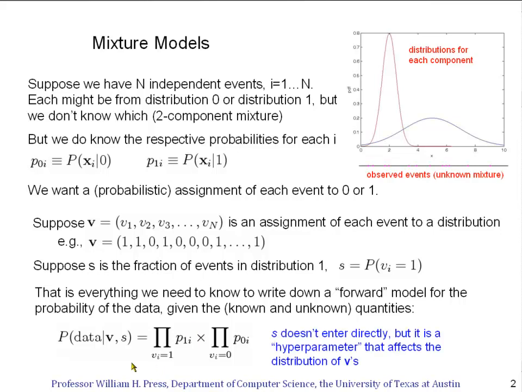It's interesting that s doesn't actually enter this formula. s enters it implicitly as something that will affect how likely it is that we'll get a certain number of factors here versus a certain different number of factors here. But it doesn't enter directly, so s is what's called a hyperparameter. It affects the distribution of the v's, but it doesn't explicitly enter the formula for the data.